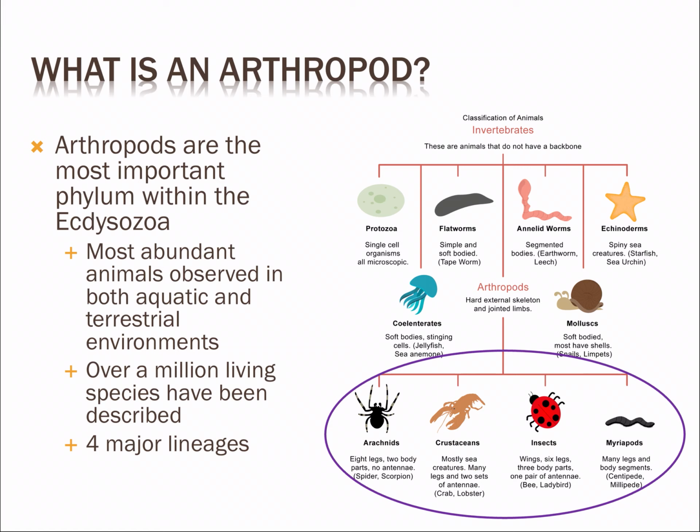Huge phylum within the ecdysozoa, and huge in terms of all animals, making up the largest percentage of that pie chart, is the arthropods. So arthropods fall under invertebrates, animals without a backbone. And what makes them kind of unique, they have, again, an exoskeleton. They have jointed appendages. And 4 major lineages to look at: the arachnids, crustaceans, insects, and myriapods. So we'll take a look at those.